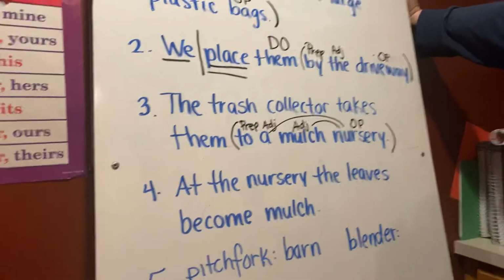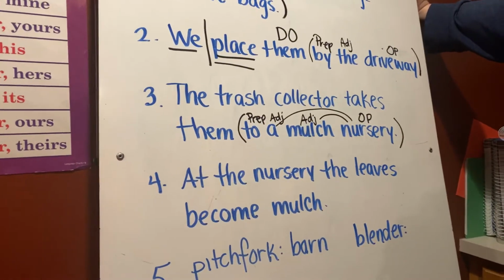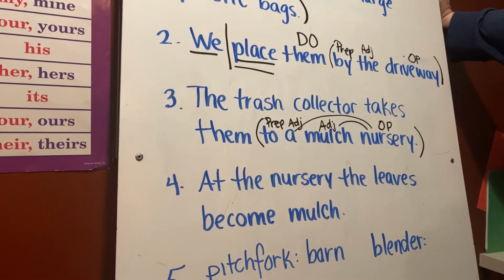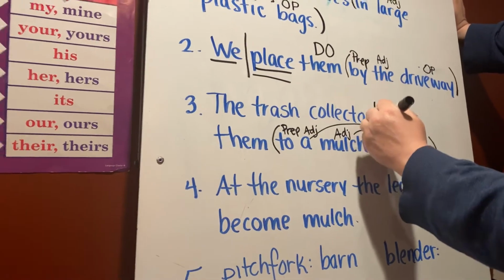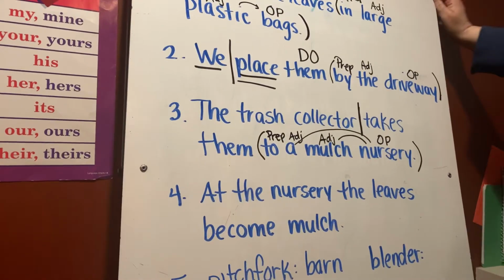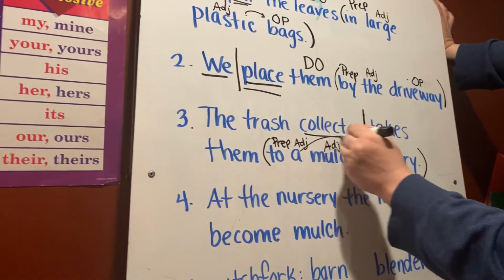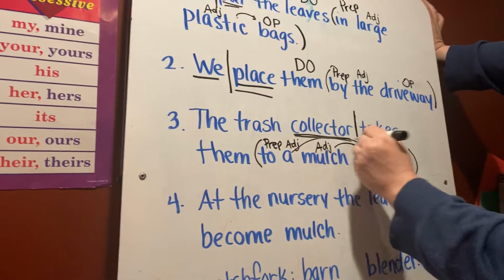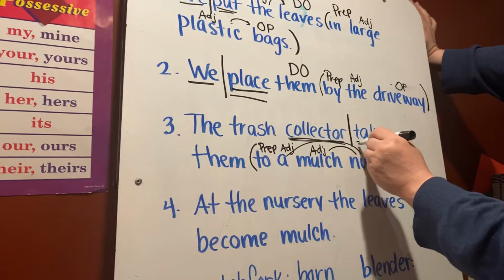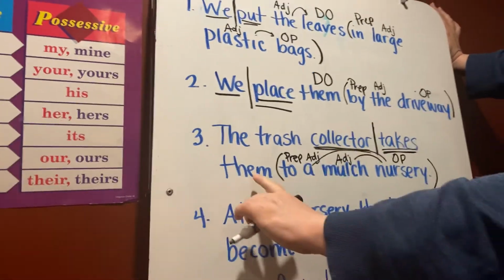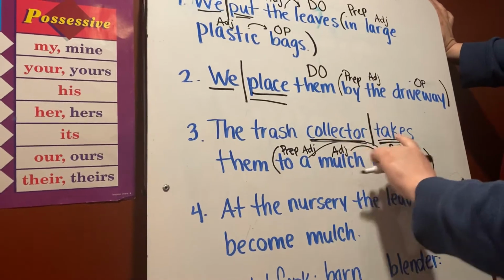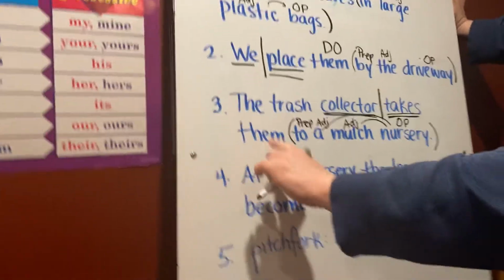Where does the subject end and the predicate begin? The trash collector takes them. It's going to split right here. Okay, what is the subject? The subject is collector. What does the collector do? The collector takes them. Takes is an action word. Collector takes what? Collector takes them.